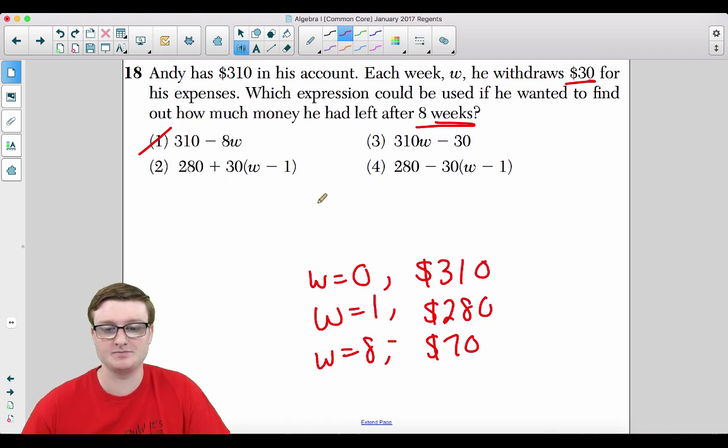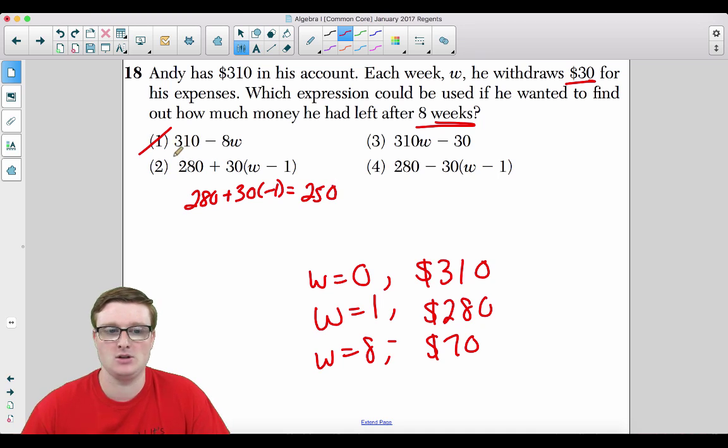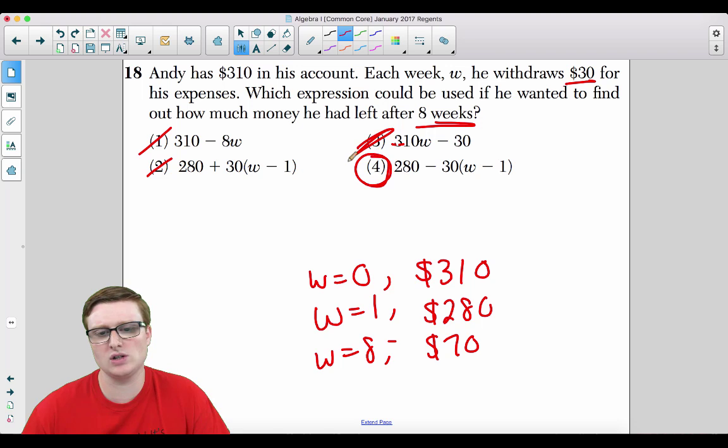Let's take a look at choice 2. Plug in 0. If you take 0 and you plug it in, you get 0 minus 1, that's negative 1. So you get 280 plus 30 times negative 1. Negative 1 times 30 is a negative 30. 280 minus 30, that is equal to 250. So that makes no sense because that is way below what he has. Over here, let's plug in 0. 310 times 0, that's 0. Minus 30, he has negative $30. Makes no sense. The answer is choice 4.